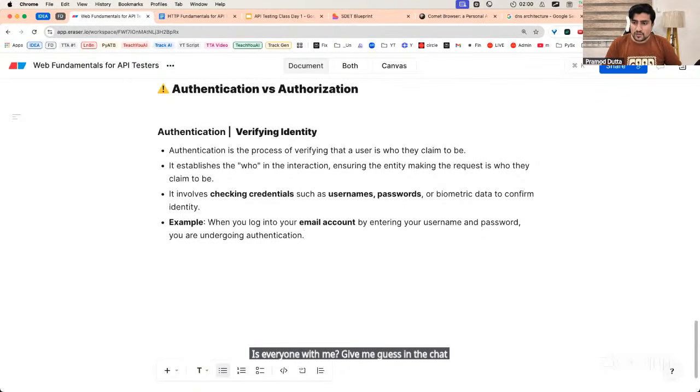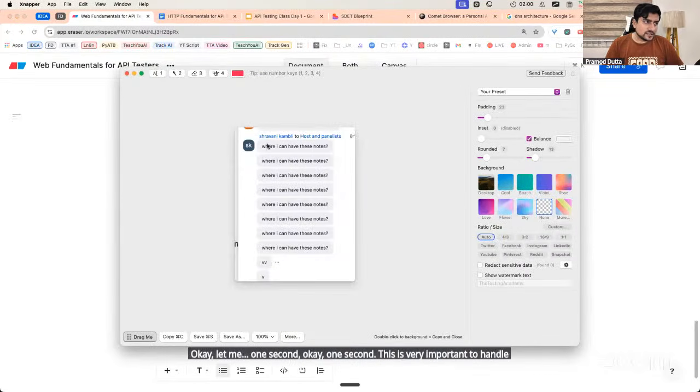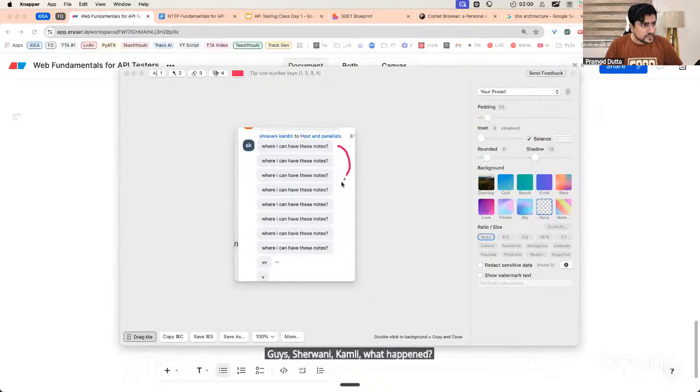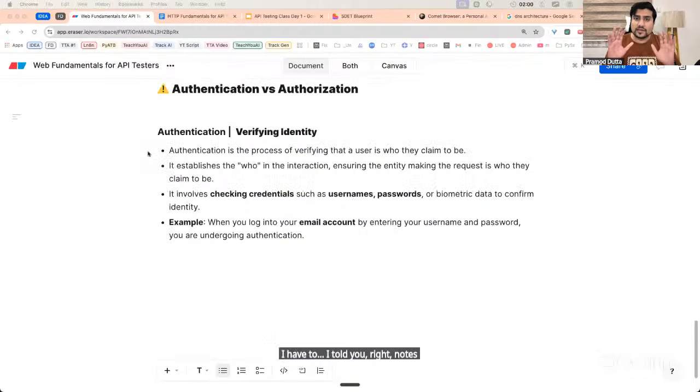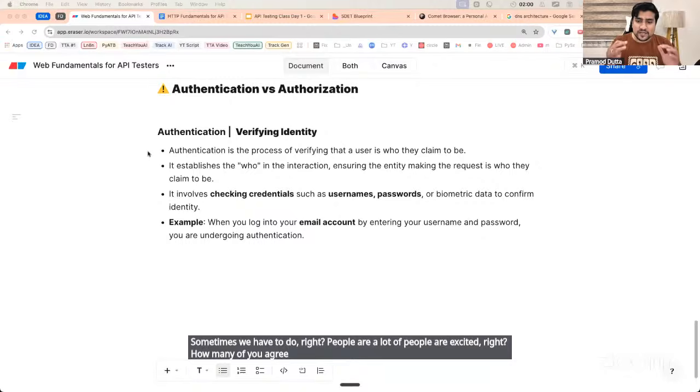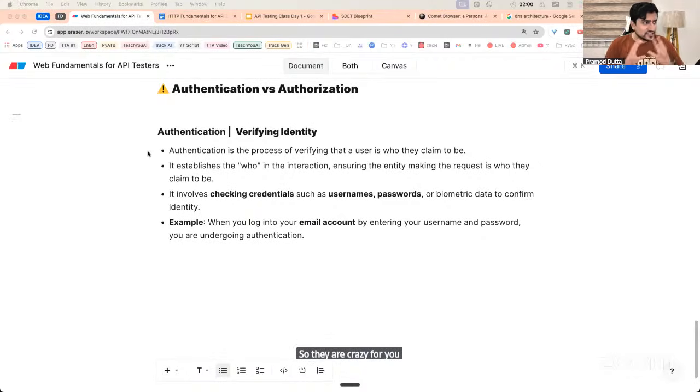Sir, I'm with you. Okay, let me take 1 second. This is very important to handle. Guys, what happened? Is everything all right at home? Are you in a good state of mind? I told you that notes will be given soon. Sometimes we have to do this, right? A lot of people are excited, right? How many of you agree with me? Sometimes people get excited and do things they should not do. So they are crazy for you, is it? Okay, now I will give you the notes also.